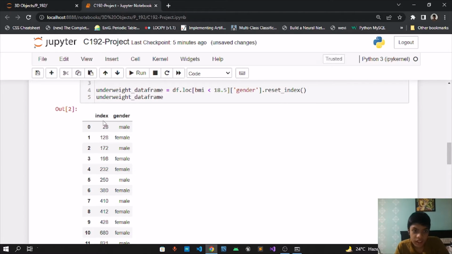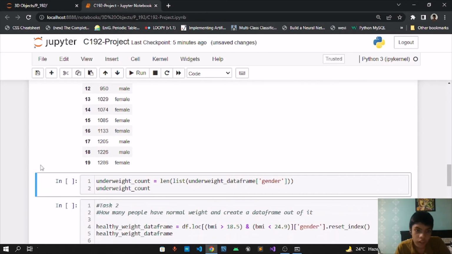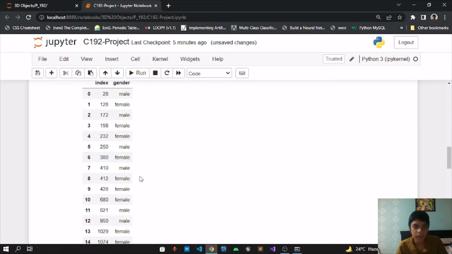So we see the index 28 is a male person who is underweight, like that. 128 is a female person who is underweight, and like that we have a few people. So now we are going to get the count of the people who are underweight. We have to plot a graph for the percentage, like how many people are underweight and how many people are healthy. So we need to know the count of the people here, and not the people themselves.